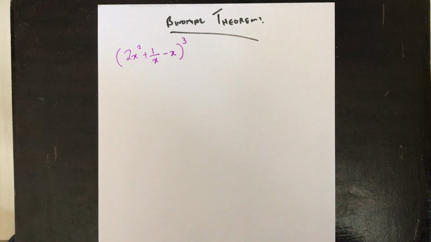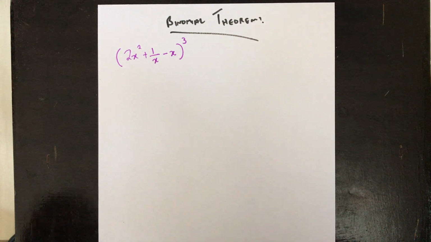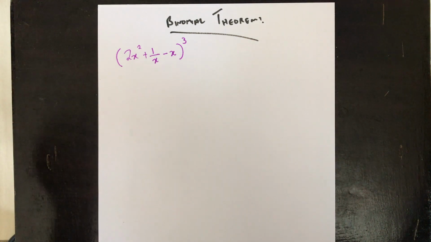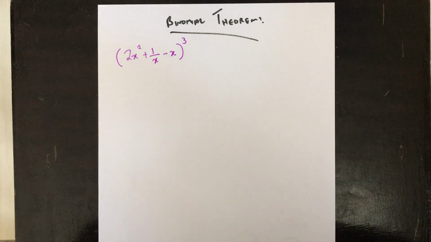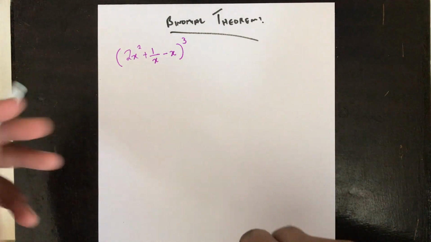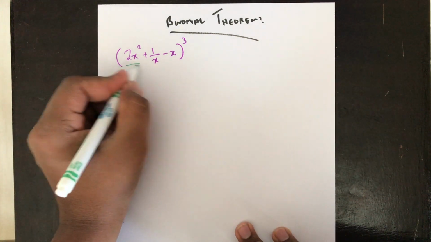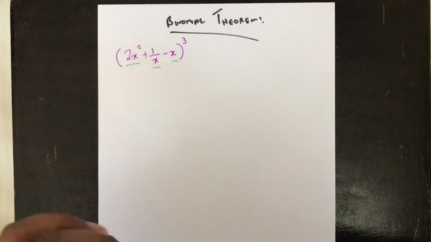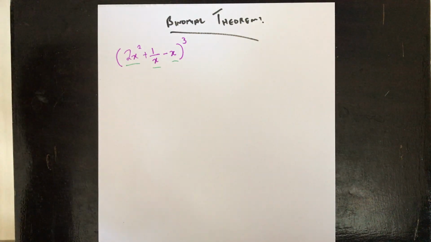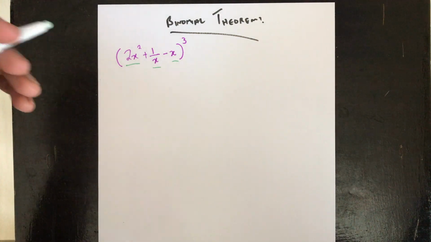Got another question here on the binomial theorem, and we are asked to expand (2x² + 1/x − x)³. Now earlier in the previous examples which we did, we only had 2 terms, but in this case we have 3 terms and we need to work with them. So how do we do this? Basically in this we need to group terms.